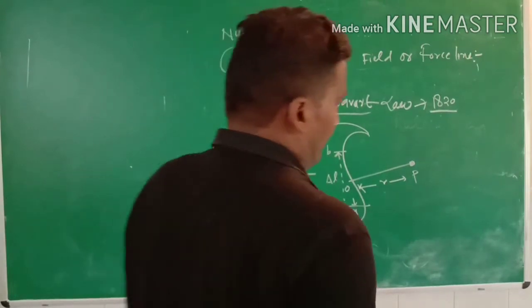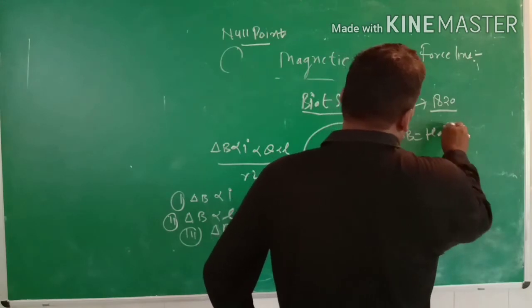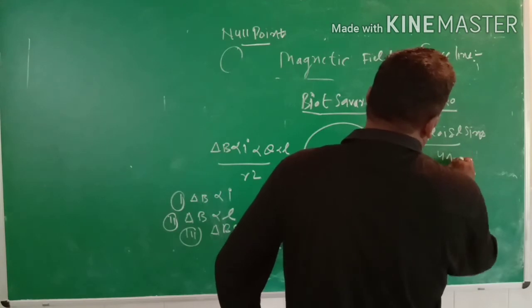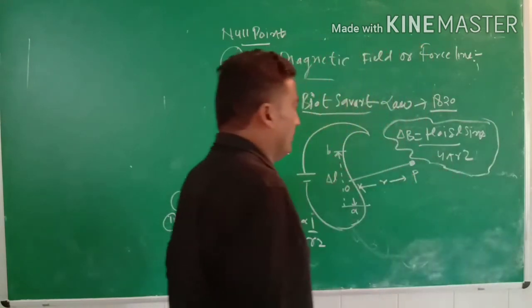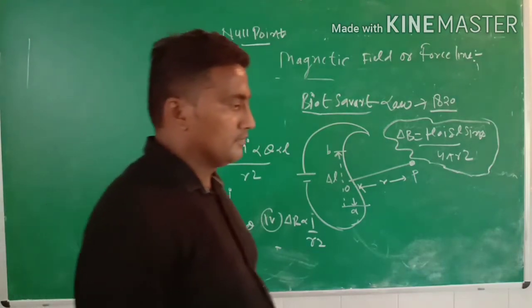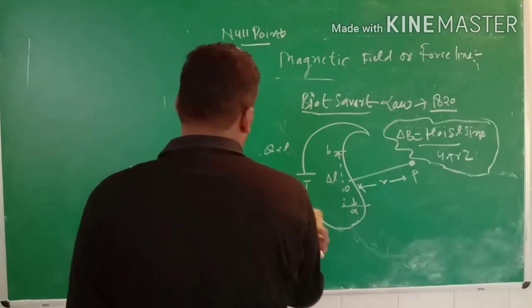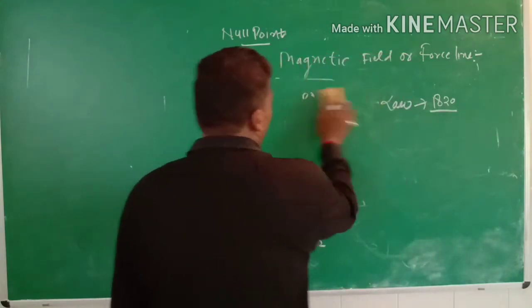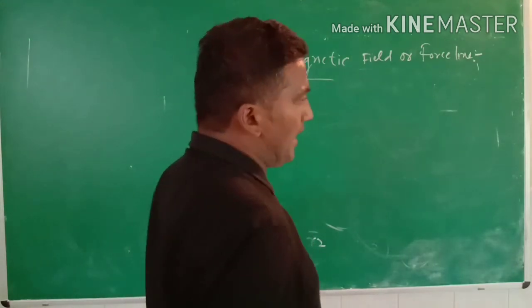It is mathematically represented as delta B is equal to mu naught I dL sin theta upon 4 pi r square. That was the relation of the magnetic field of the Biot-Savart law for the current carrying conductor. Now we discuss another important derivation to identify the magnetic field of any circular ring or coil at an axial point.